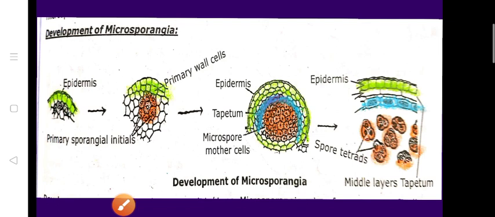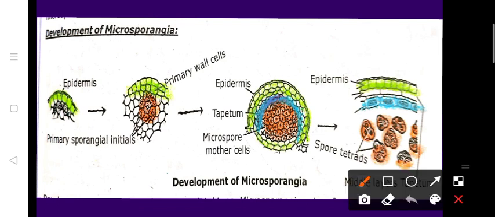This group of sporangial initial cells undergoes periclinal division and forms outer parietal cells and inner archesporial cells. The outer parietal cells undergo further periclinal divisions and form a 4-layered sporangial wall. The outer layer acts as epidermis and the innermost layer acts as tapetum.